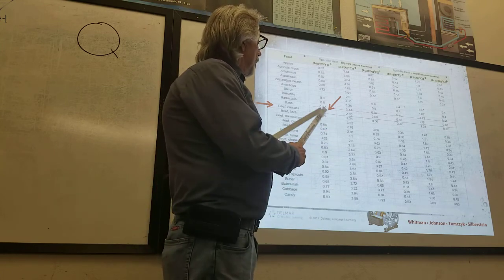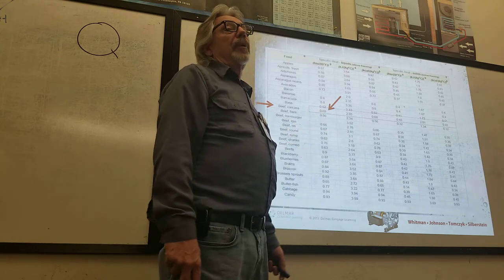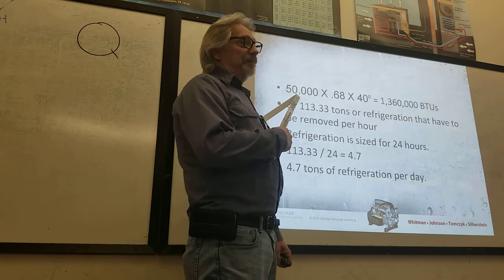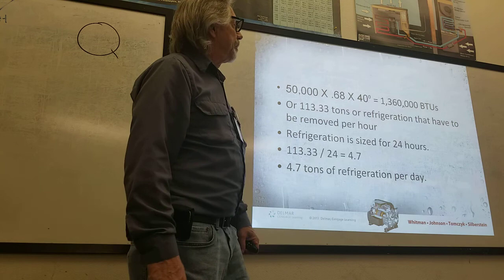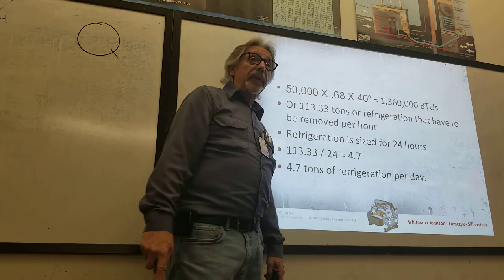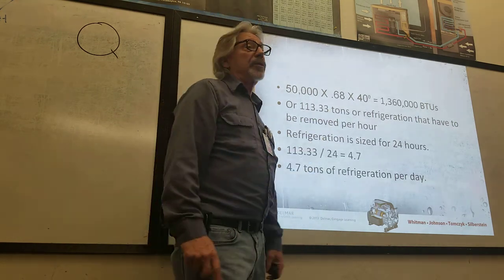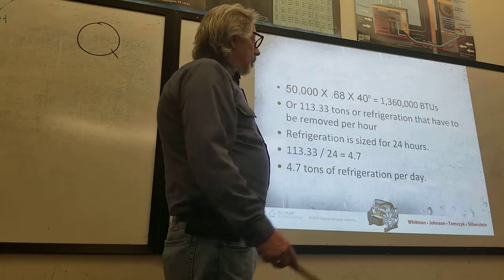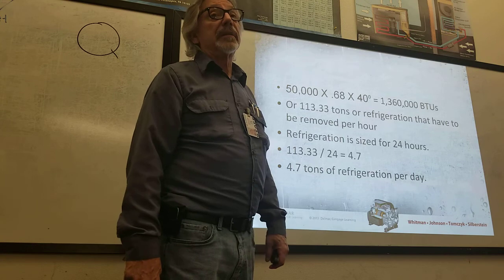So what's the example here? Oh, you want me to give the example? 50,000 pounds times 0.68 times how many degrees? 40. You've got to pull it down to 40 degrees. So instead of adding heat, now we're taking heat out. Okay, this is what refrigeration does. It removes heat.